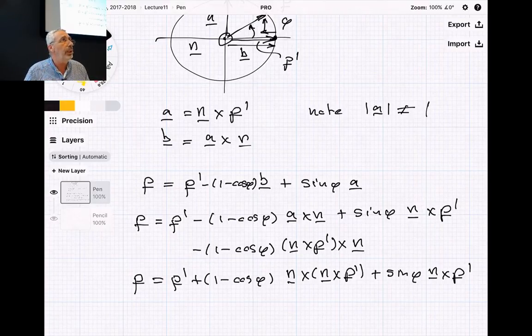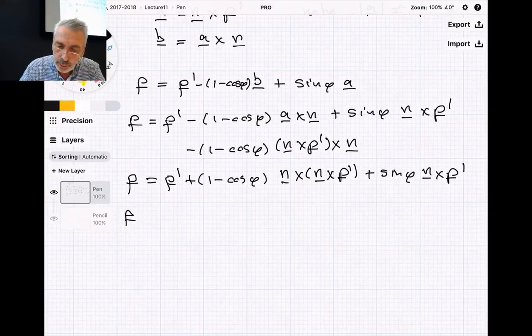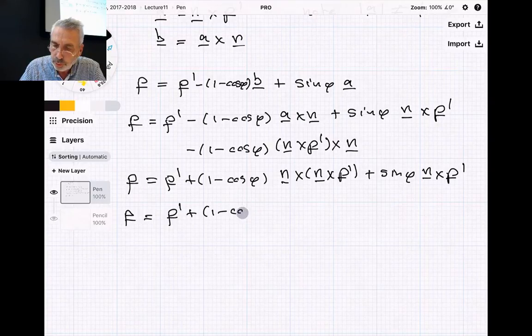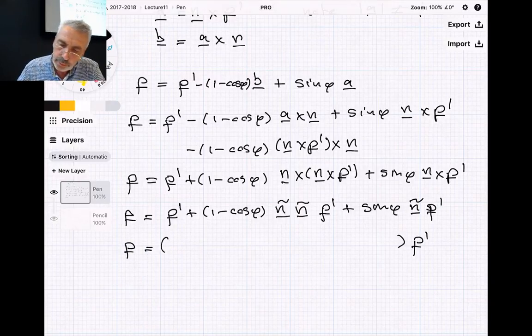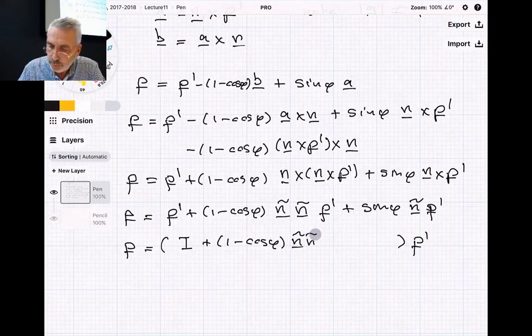Now with the help of the tilde notation, I can write the cross product as a matrix, because finally I want to have the rotation matrix. So I'm going to write P equals P prime plus 1 minus cosine phi, and then the cross products I'm going to write like this with the tilde, twice times P prime, plus sine phi n tilde P prime. Now I can put everything in one big bracket, and that's the identity matrix for this guy, of course. And then we have this matrix plus 1 minus cosine phi n tilde plus sine phi n tilde.